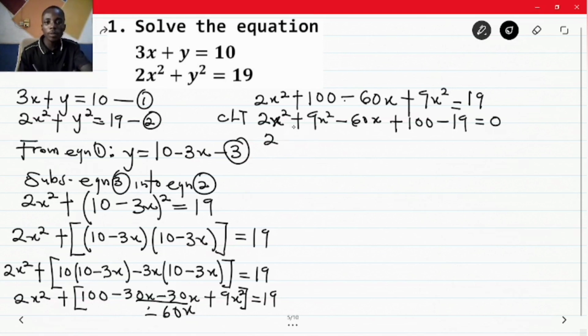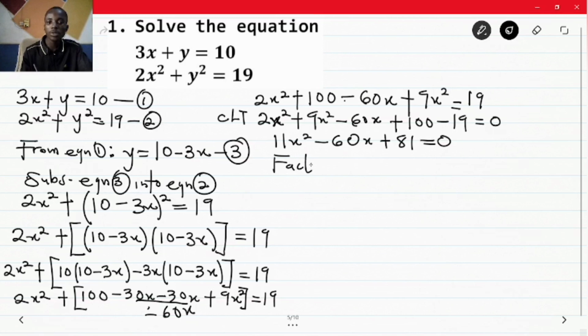Sorry, that will be 11 rather. 2x squared plus 9x squared will be 11x squared minus 60x, plus 81, and that's 100 minus 19, equals 0. So this is a full quadratic equation. A full quadratic equation, so I'm going to factorize.